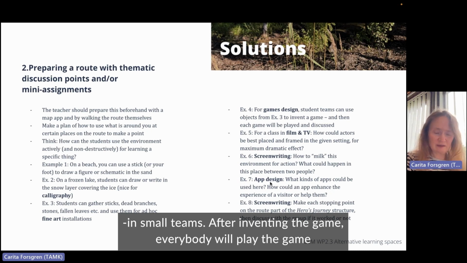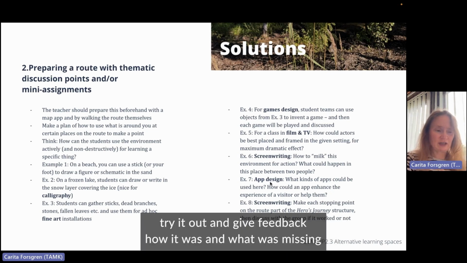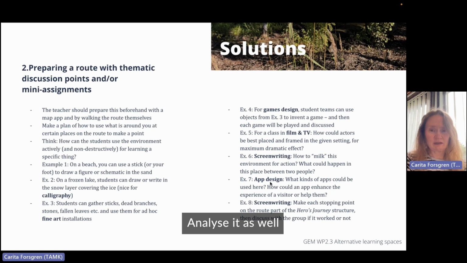Or for a games design lesson, we could use those objects for inventing a game in small teams. And then after inventing the game, everybody will play the game and try it out and give some feedback on how it was and what was missing. So analyze it as well.